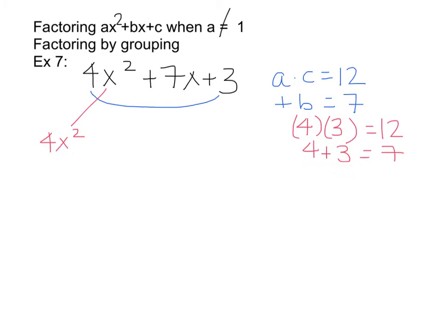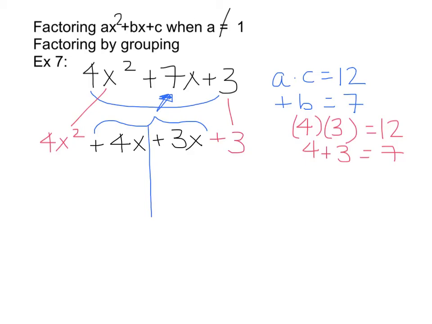There's not a rhyme or a reason for writing the 4 first or the 3 first, but if you notice, this is a 4, so I'm going to write my 4 term first. So I'm going to write plus 4x plus 3x, and then you take your 3 and you bring it down. So again, 4x plus 3x comes back and replaces your 7x. Now that you have 4 terms, you are going to draw a line down the middle of it, and you are only going to look at the left-hand side.